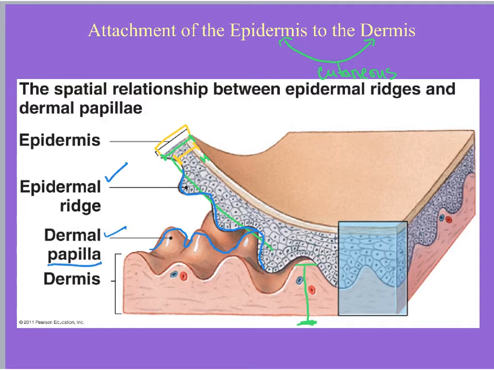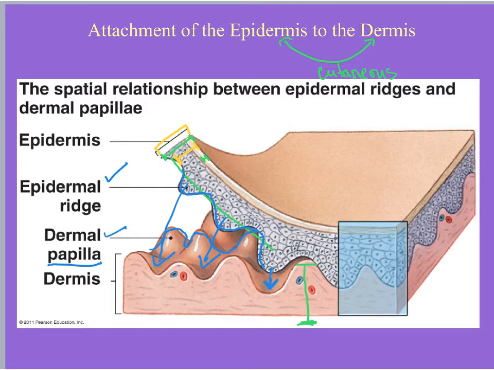And so the epidermal ridges, as you can see over here in the middle of the photo, fit right into those dermal papillae. Imagine interlocking your fingers, so sliding the fingers of your right hand between the fingers of your left hand, and then kind of giving that a squeeze. That's a nice, tight connection between your two hands. And that's how these epidermal ridges fit right in those dermal papillae in order to make a nice, tight connection between the epidermis and the dermis.